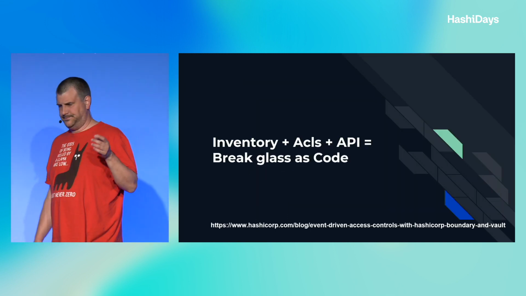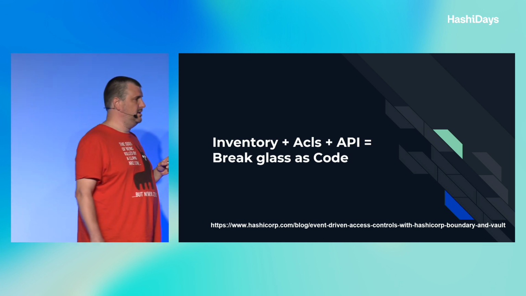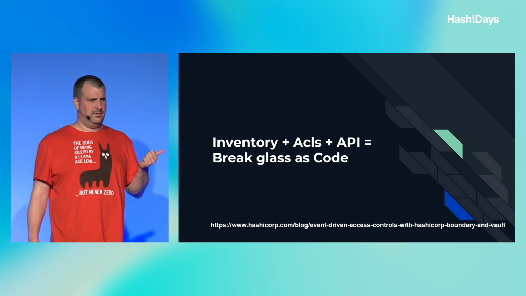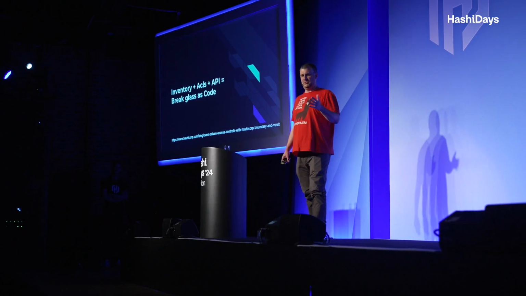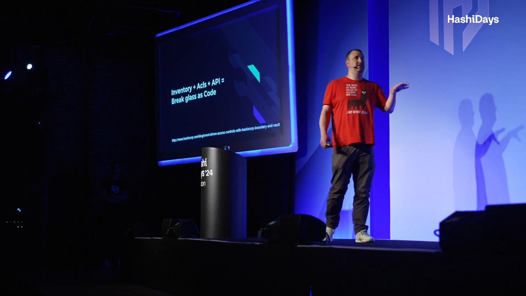And the last one is a subject that I think Kerem did at HashiCorp Europe a while ago. Boundary can now also be used... Right? We have an inventory. We have ACLs set up. That's something we sort of scooted over today. But we have ACLs. We have an API. Boundary has an API. So now we can also do break glass as code. Right? We have an incident.